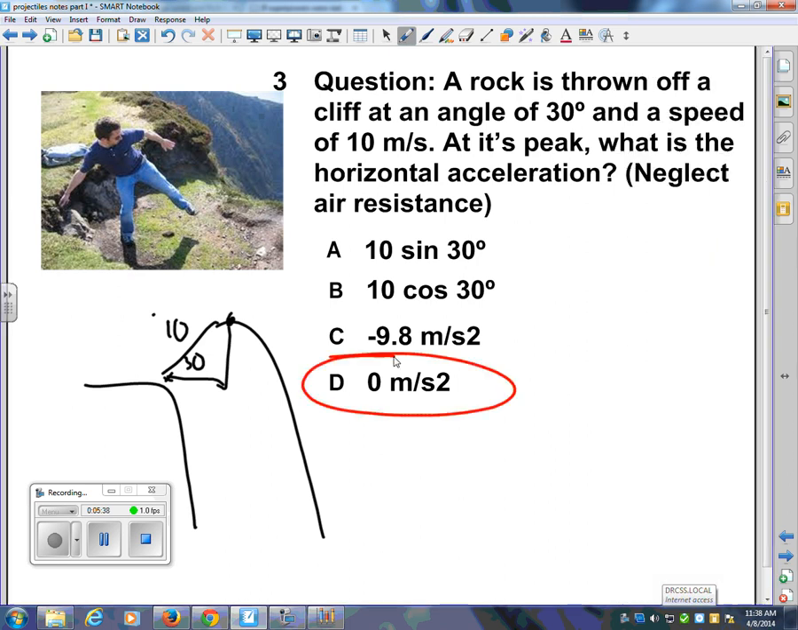Did I not just say earlier that the horizontal velocity remains the same throughout the problem, unless, of course, there is air resistance? It is 0.